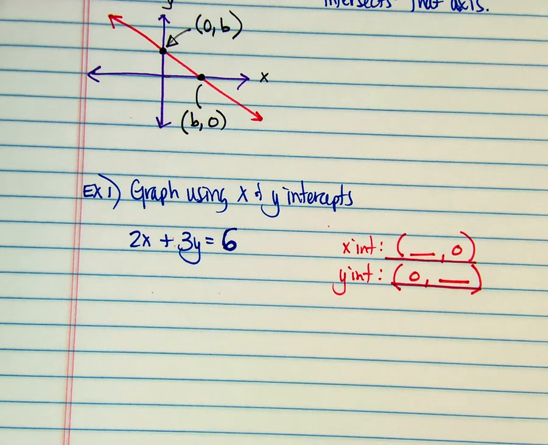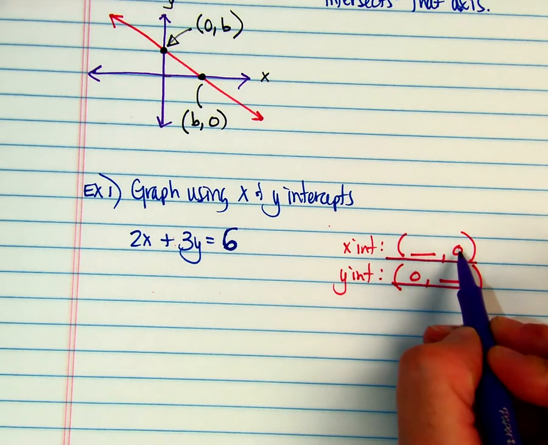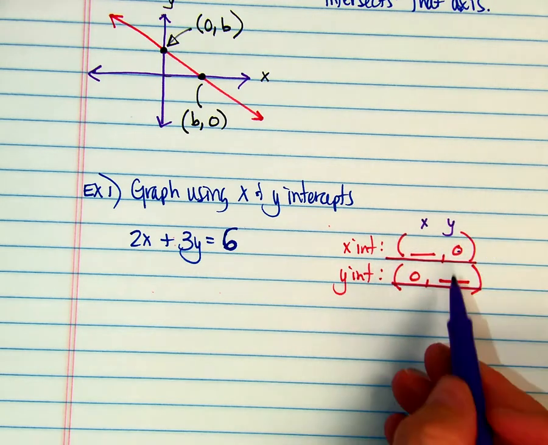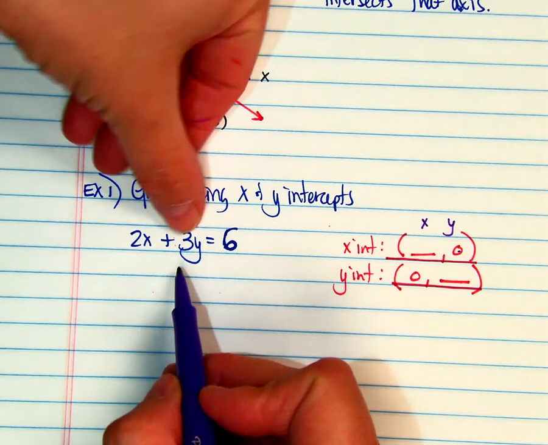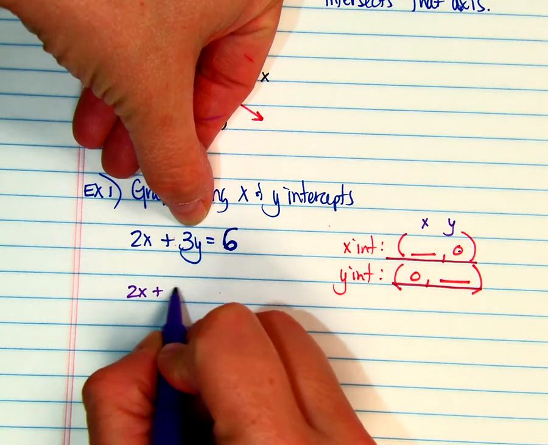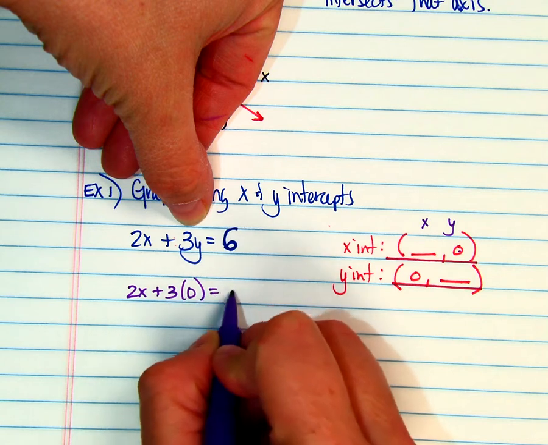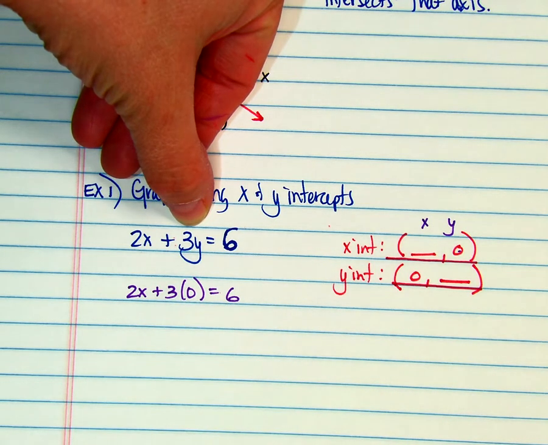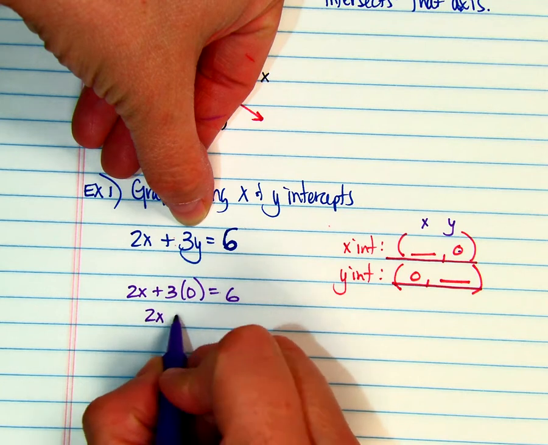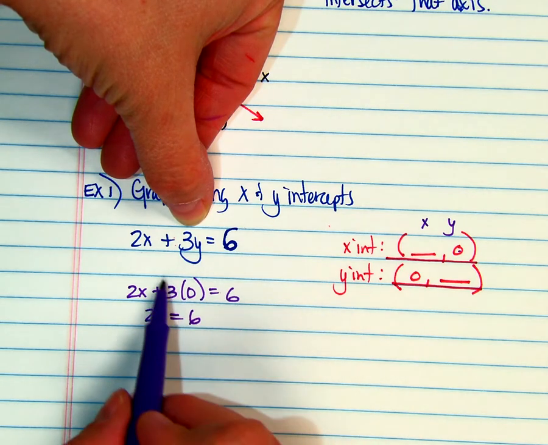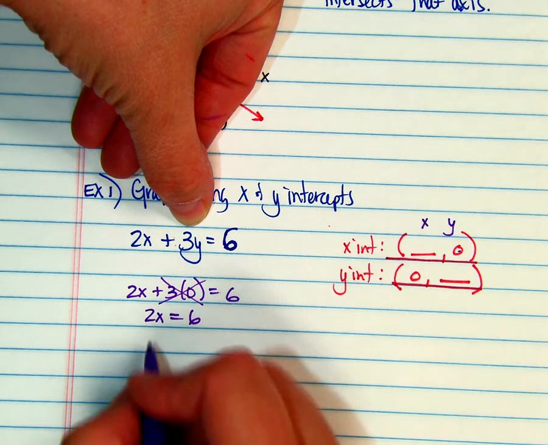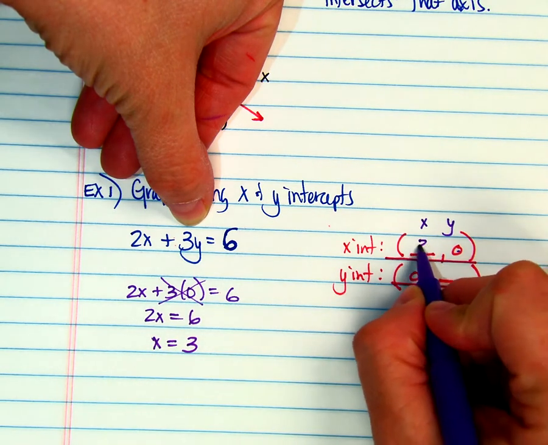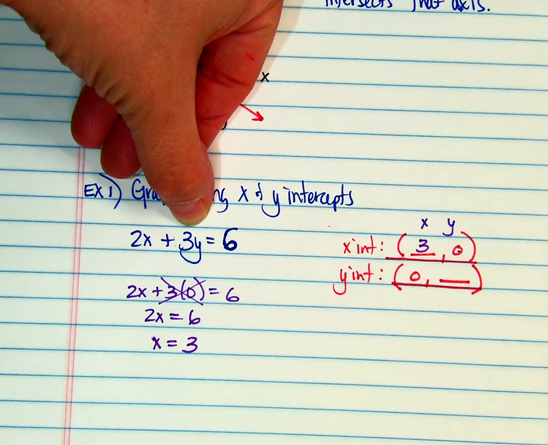The way that you are going to find this is you are going to put 0 in for y. So if I put a 0 in for y, 0 times 3 gives me 0. So this term goes away, and then you solve, get x to equal 3. So my x-intercept is 3, comma 0.